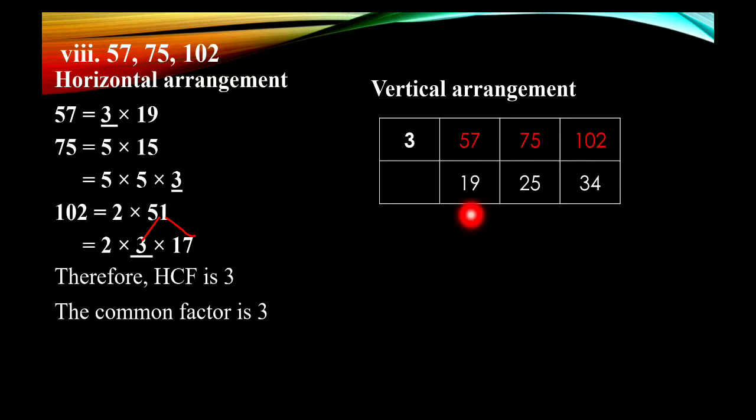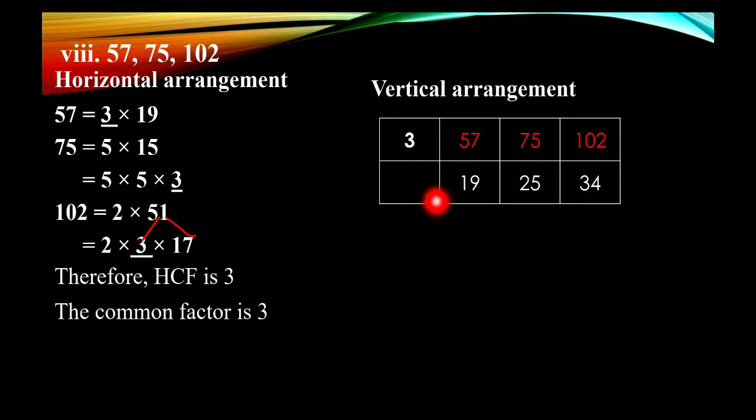Vertical arrangement. All the three numbers are divisible by the 3 table. So 3 19s are 57, 3 25s are 75, 3 34s are 102. If you are finding it difficult, how did you get this? Divide, and whatever the quotient comes, you have to write it here. 57 divided by 3, I'll get a quotient of 19. 75 divided by 3, I'll get 25. 102 divided by 3, I'll get 34.